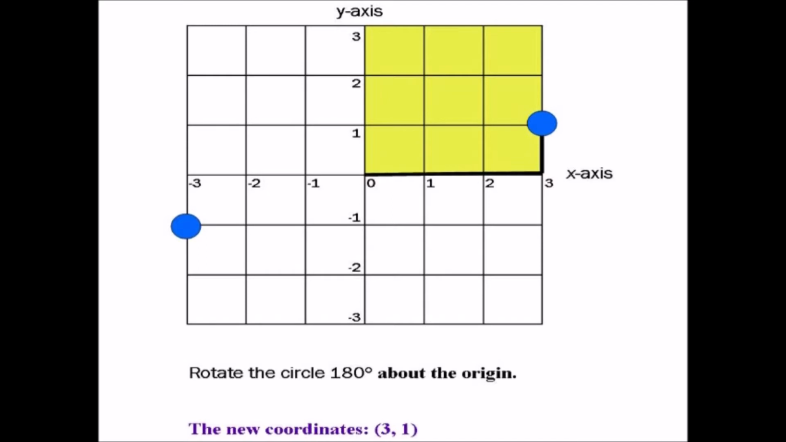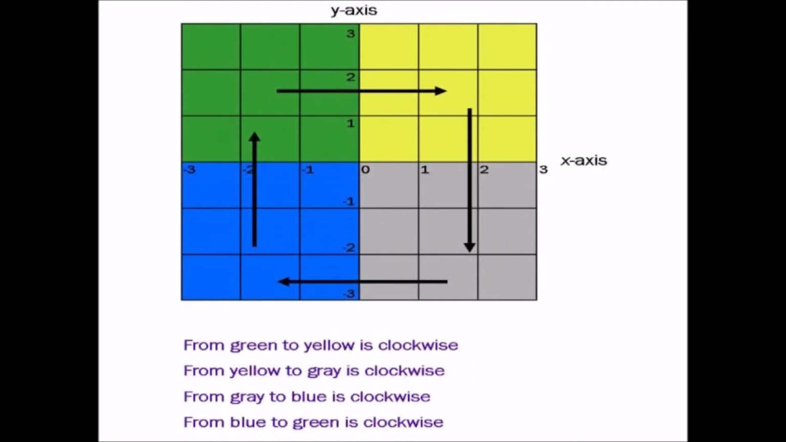Okay, so all you have to do is count. So you have to count 3 across, 1 up. So you count 1, 2, 3 across, 1 up. And that's where the image would end up. That's a rotation of 180 degrees about the origin. The new coordinates are 3, 1. Okay, let's look at another one now.